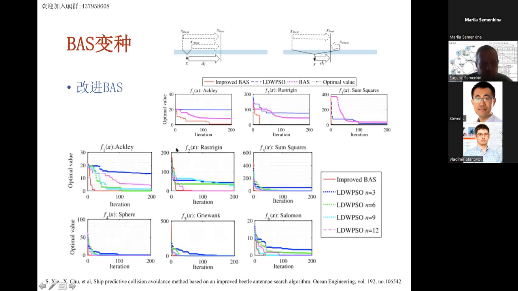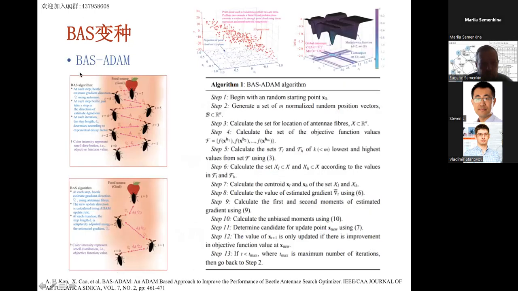This is another variant of this algorithm. This is a kind of mutation between beetle antenna search and the ADAM algorithm. We know that ADAM is a quite powerful algorithm in machine learning. And some researchers combine the two algorithms, integrate them together to develop some more powerful algorithms which can make beetle antenna search more powerful and more simple.